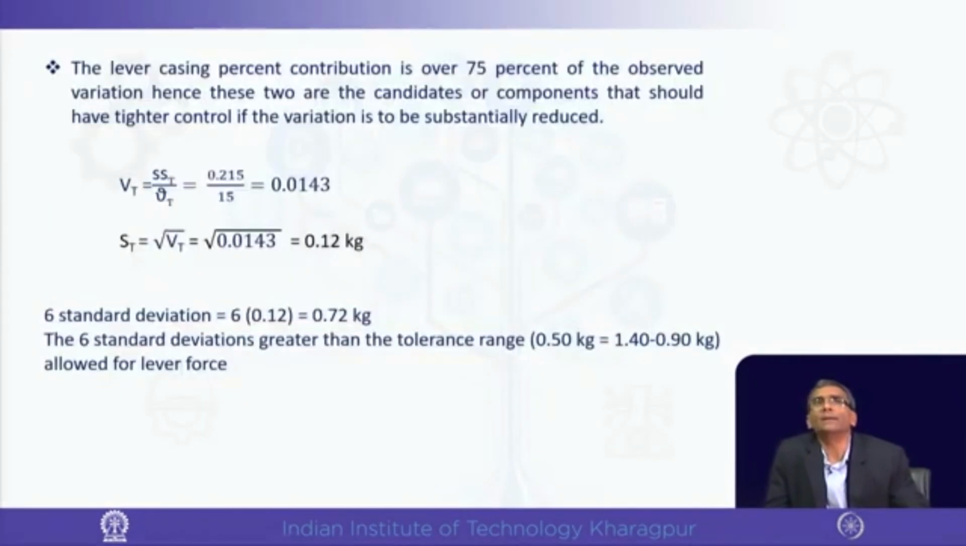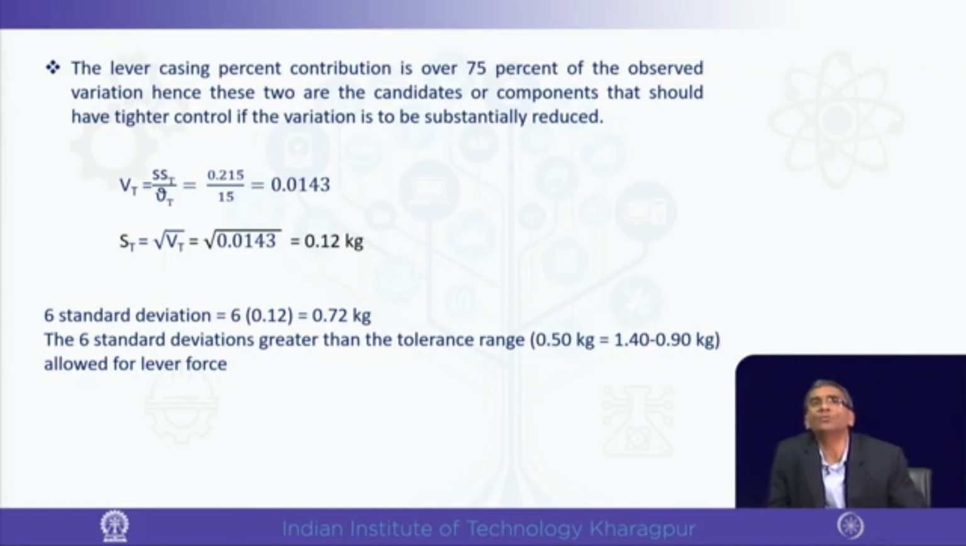Here the equation is that the variance is the sum of squares total divided by degrees of freedom total, and all these values are known to you already, which is 0.215 divided by 15, that is 0.0143. Standard deviation we know, which is the square root of the variance, that is the square root of 0.0143, which is expressed in kg. So, it is 0.12 kg. So, standard deviation now is 0.12 kg, but is 0.12 kg good enough for our work?